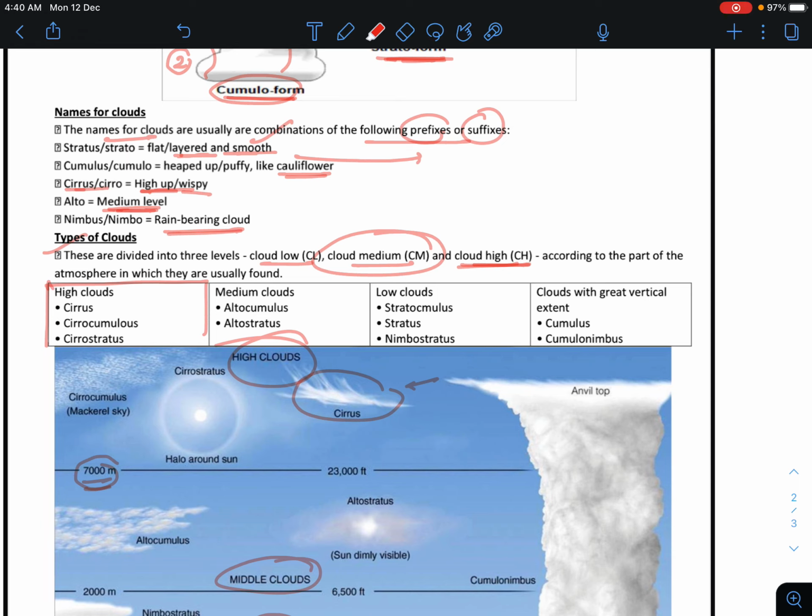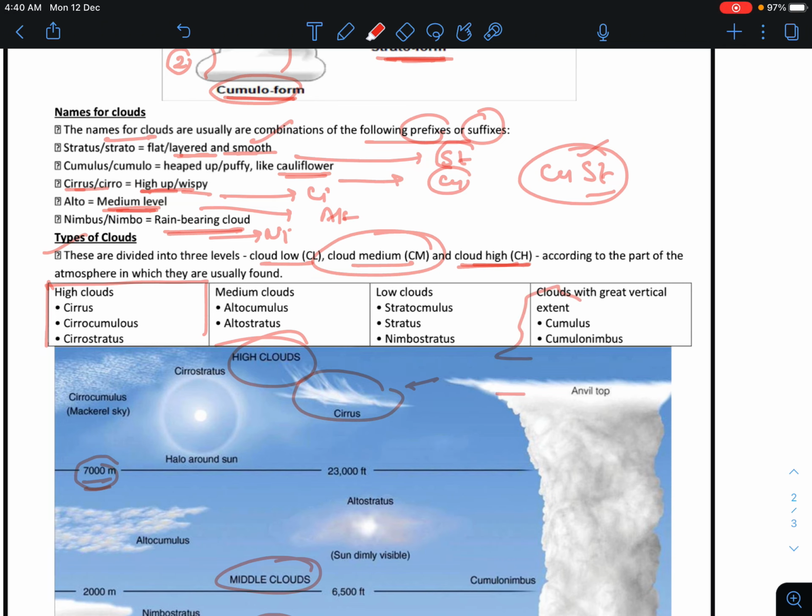st, and for cumulo, that is cu, and for cirri, that is ci, and for alto, alt, and for nimbus, that is ni. So if you write strato and cumulus, that is cu and strato, then we are talking about a cloud that has a cauliflower structure with a base of stratus.